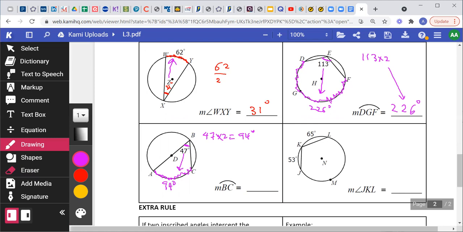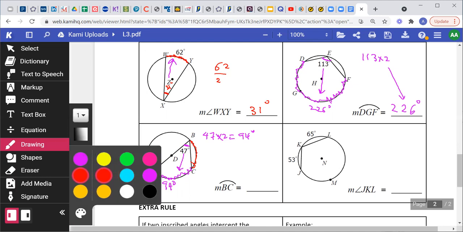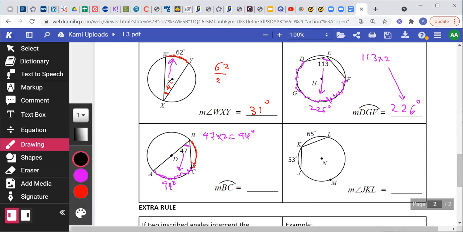And this is the guy I'm looking for, this arc here. But what I know is that the red, the purple plus the gray, the blue, the purple plus the red add up to 180. Okay. And then if the purple plus the red add up to 180, and I'm looking for the purple, what do I do?